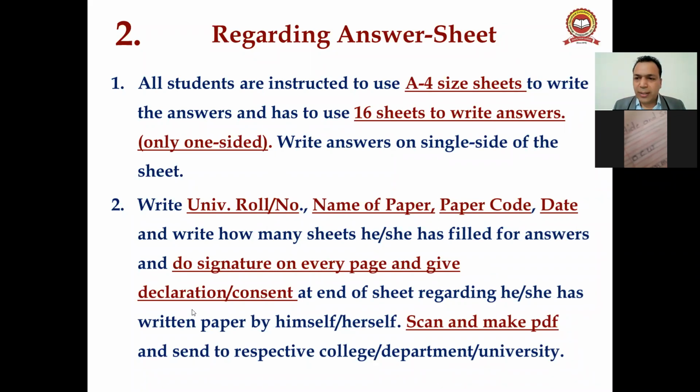And end of the sheet. Rama ma'am, can you mute yourself? Rama ma'am? Yes, sir. Can you mute yourself, ma'am? Yes, okay, thank you so much, ma'am.